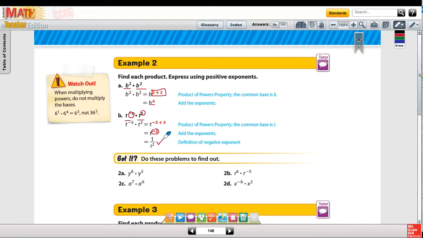Go ahead and hit pause and try to do 2A, B, C, and D in your notebook, and then press play to make sure you got the right answers. For 2a, y to the 6 times y to the third is y to the 6 plus 3. So 6 plus 3 is 9, so y to the ninth. For 2b, r to the 6th, r to the negative 5th. 6 plus negative 5 is a 1, so we can write that as r to the first or r.